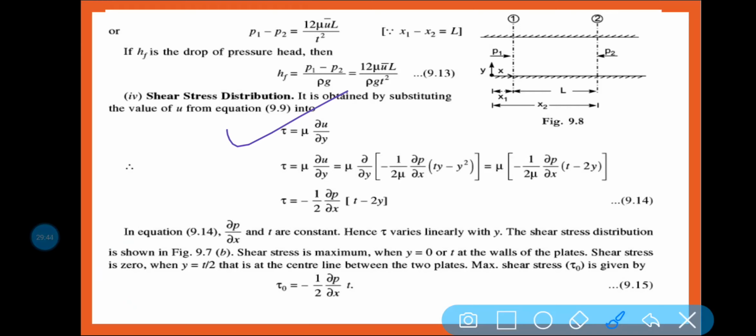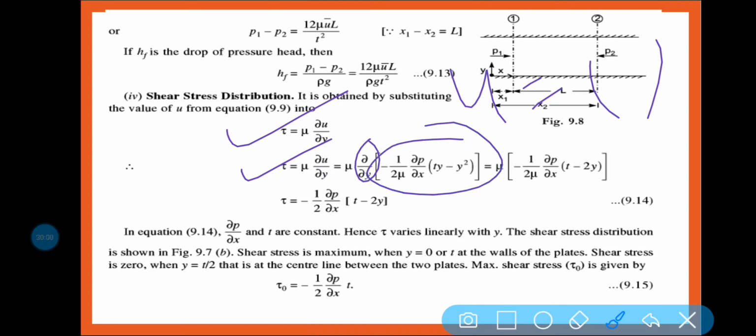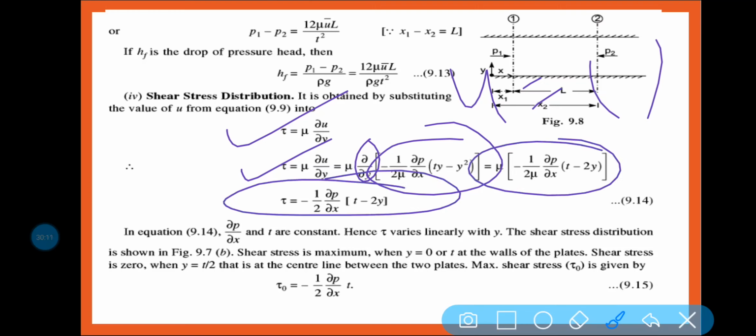So put the value. If you are differentiating this u, whatever the function 9.9 we are getting, we will be getting tau is equal to mu into del by del y into u. U is equal to what? Minus 1 by 2 mu del p by del x into (ty minus y square). So just simply you have to differentiate this part. After differentiation, what are we getting? Tau is equal to minus 1 by 2 del p by del x into (t minus 2y).